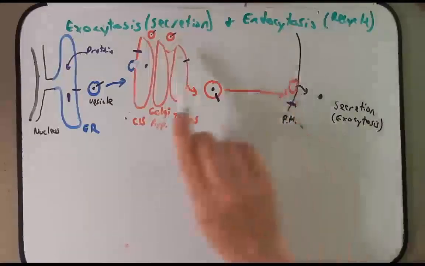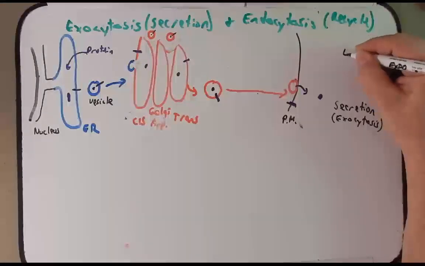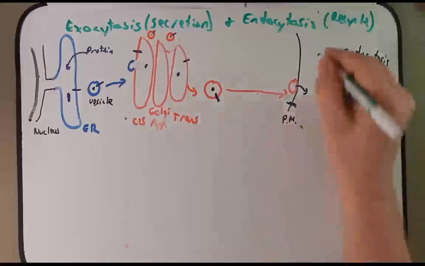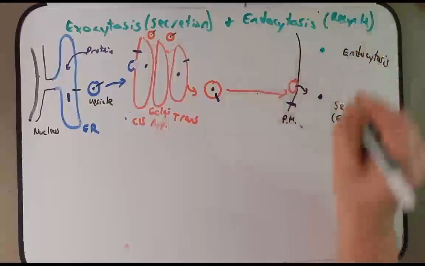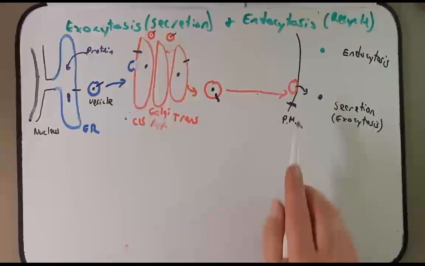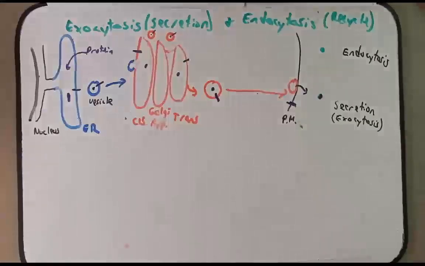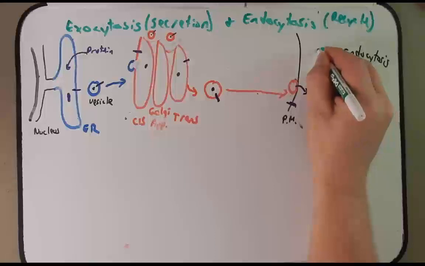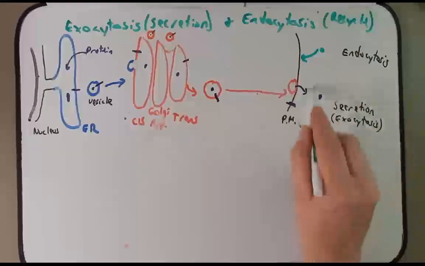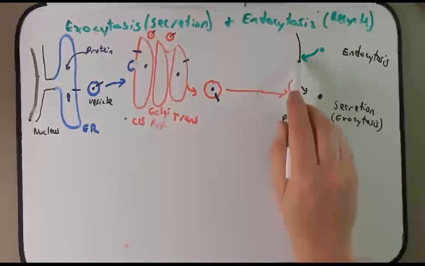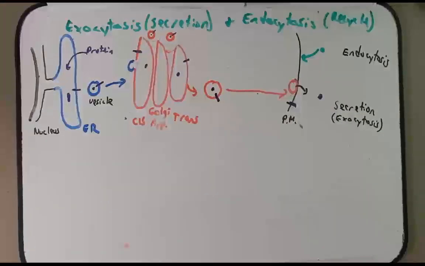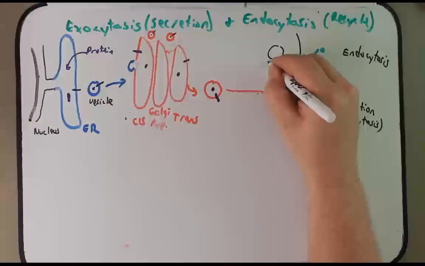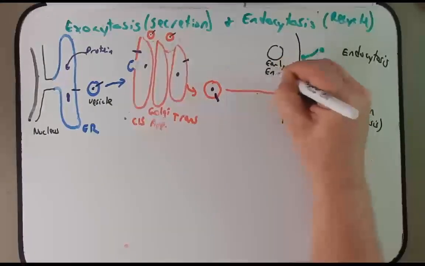Now the reverse, endocytosis, let's write that up here, endocytosis. This is when we have a protein or some other molecule on the outside of the cell, and we want to bring it into the cell so it can be digested. And so by various mechanisms, and we'll talk about these towards the end of this podcast, this molecule will fuse with this membrane, and when it fuses with that membrane, it will form a vesicle. This vesicle we call the early endosome.